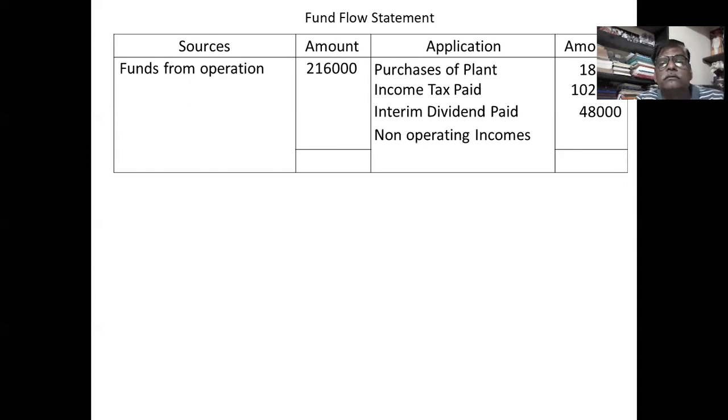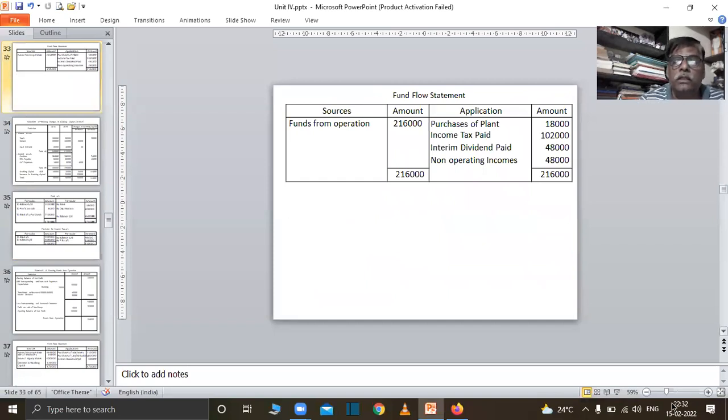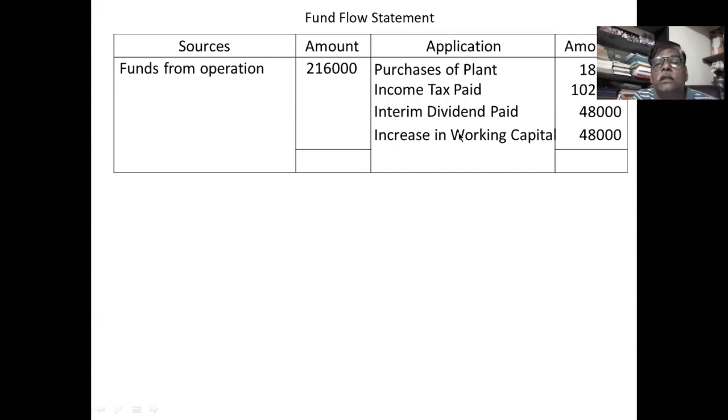Then you take the increase in working capital on the application side, not decrease. In the problem, increase in working capital is there. You calculated, you take increase in working capital on the application side. If the decrease is there, you take it on the source side. And take the total of this. The total of this is 2,16,000. 2,16,000 is the total. Okay.